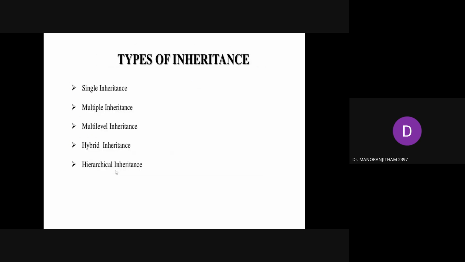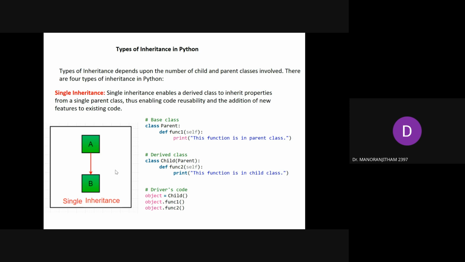So we have seen different types: first one, single inheritance, multiple inheritance, multi-level inheritance, hybrid inheritance, and hierarchical. Single inheritance is nothing but we have only one parent class and one child class. This is parent, this is child.